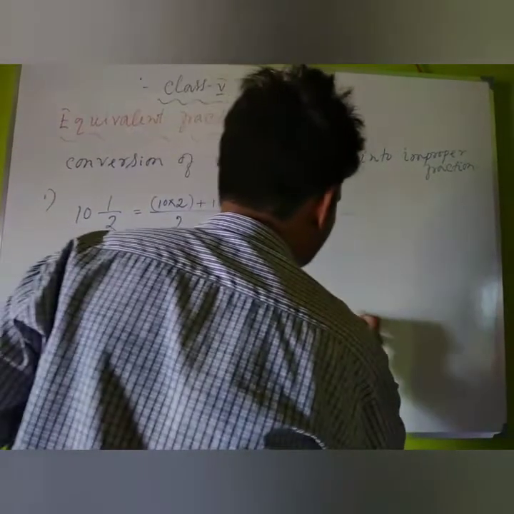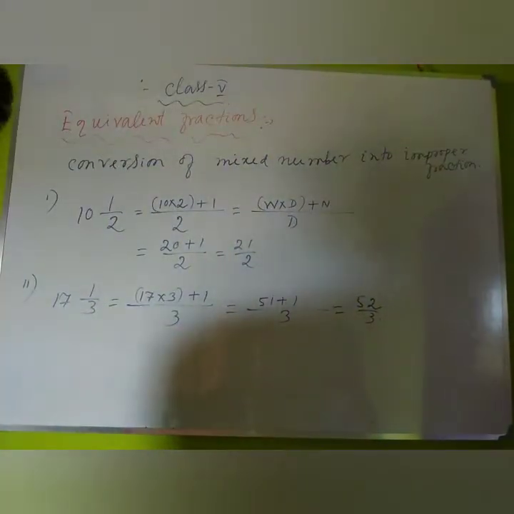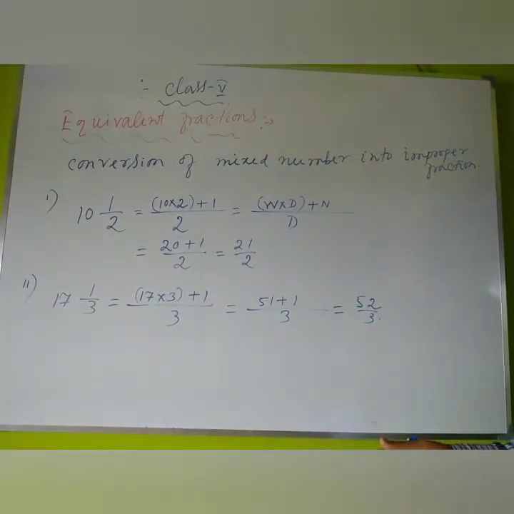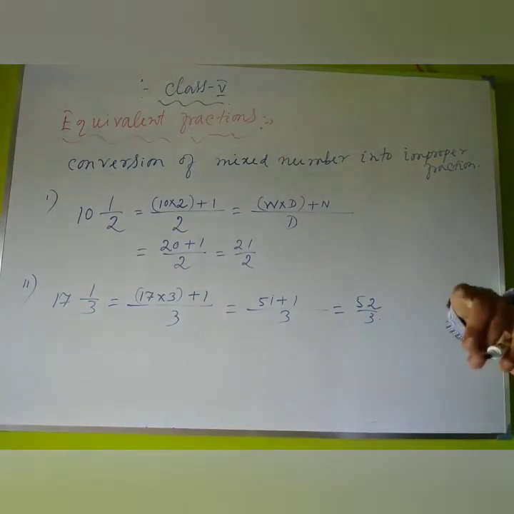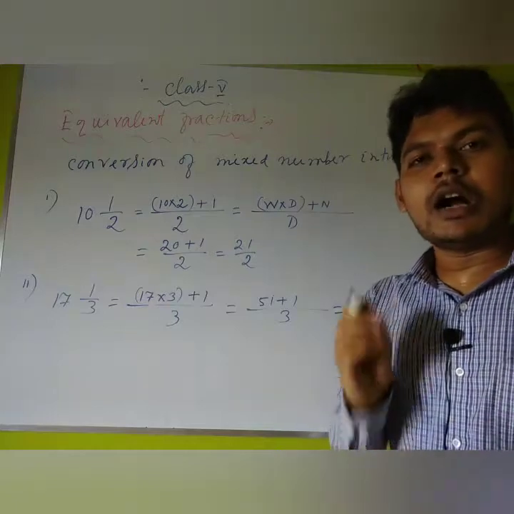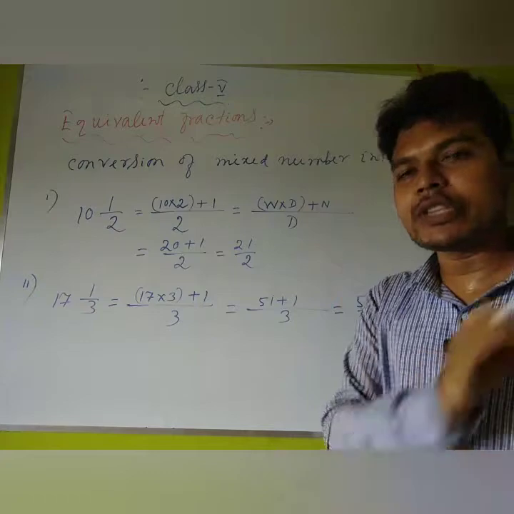Okay, that means 52 by 3. That is the improper fraction. I hope all of you understood how to convert the mixed number into the improper fraction and improper fraction to the mixed number. Okay, now we will learn how to write down any fraction into its lowest form.